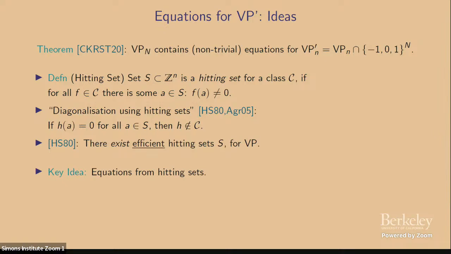The key idea is that we'll use hitting sets to construct equations using this diagonalization. At the face of it, it's simple. You are constructing an equation with the following behavior. It takes some polynomial f, and it will output a non-zero value if and only if your polynomial vanishes on everything in the hitting set. This hitting set is inbuilt in the thing using non-uniformity.